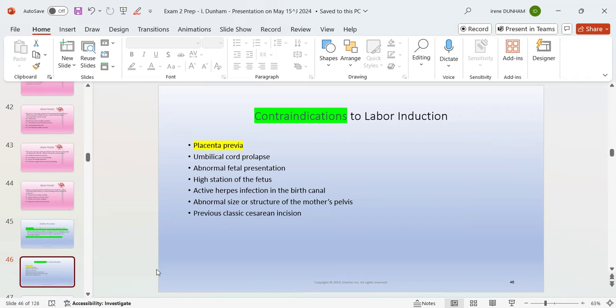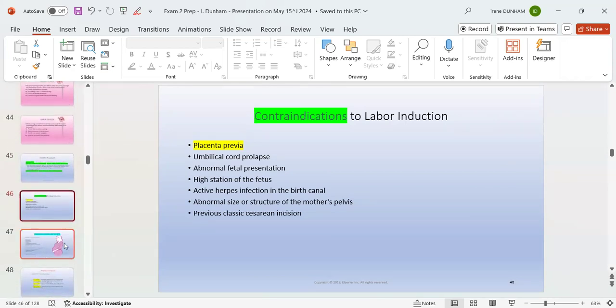And then if she has a previous cesarean, you're not going to give Pitocin, which you give when you do a labor induction. So that would be a contraindication. That would be a really good question to ask. Okay.